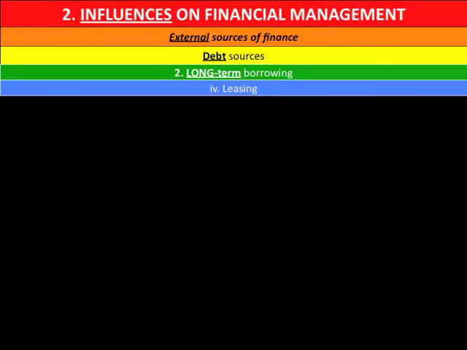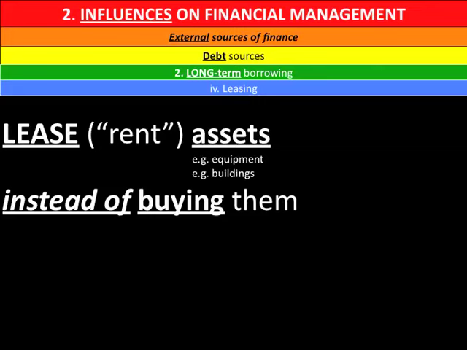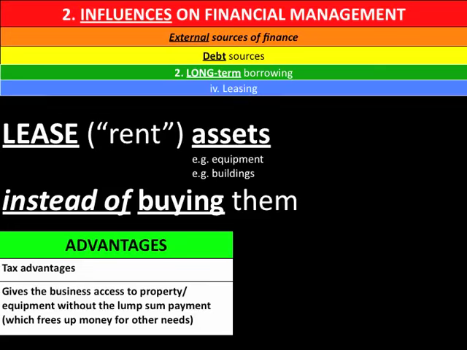The fourth type of long-term borrowing is leasing. So leasing is like renting. So you can lease your assets like equipment, buildings, things like that, instead of buying them. The advantage there, obviously there's tax advantages, which you just have to say. You don't need to know what the tax advantages are. It doesn't really matter what the tax advantages are. You just need to know that there are tax advantages for leasing. There are also tax advantages for borrowing as well. And it gives the business access to the property or equipment that they need without needing that lump sum payment. And that's going to free up money for other needs.